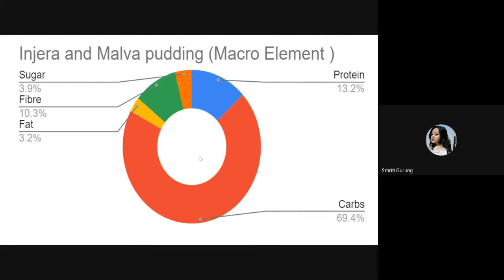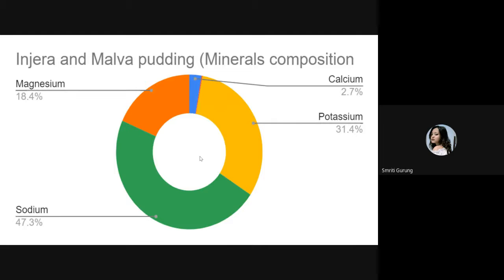After that, I'd like to discuss the composition of Injera and Malva Pudding. Sugar is 69.5 percent, caramelized food 4 percent, and the rest 3 percent.